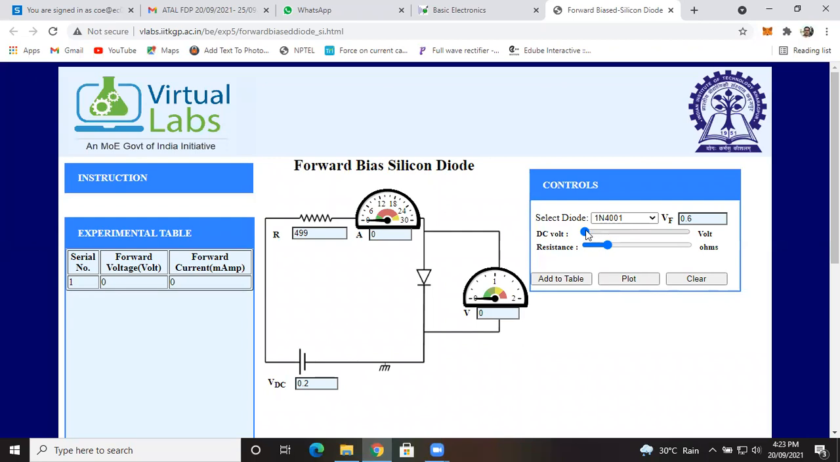Now let me try to increase that voltage. Now I will take it up to 0.5. Have you noticed the reading here? No? So I can add it here. Give me one minute.